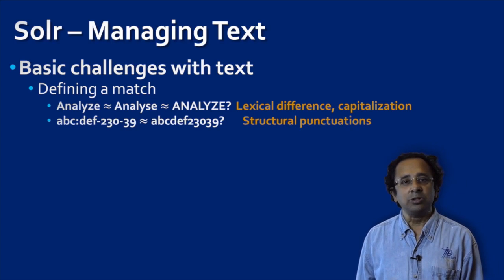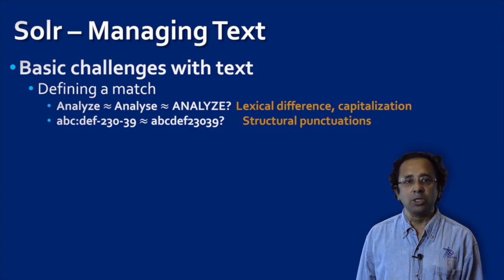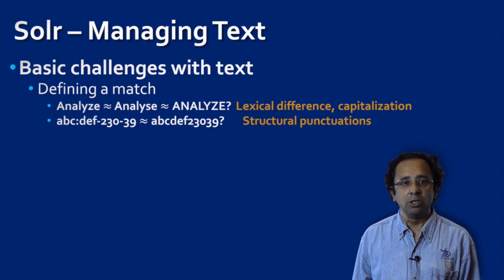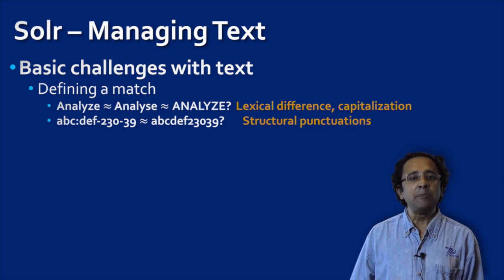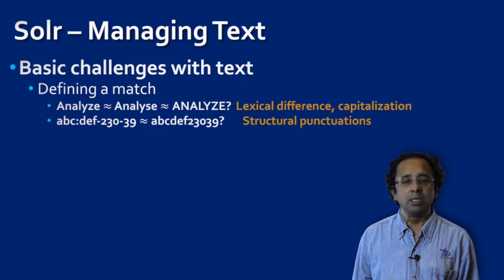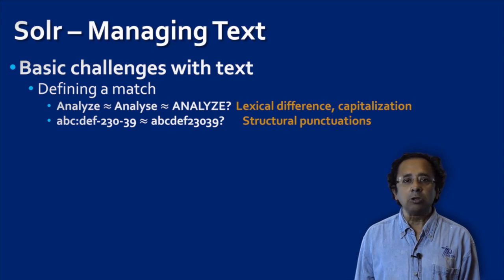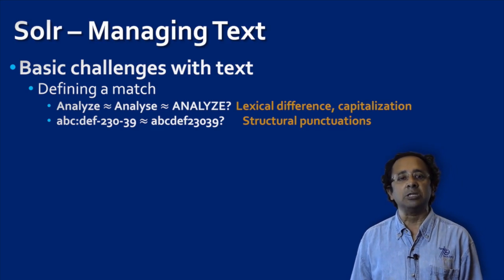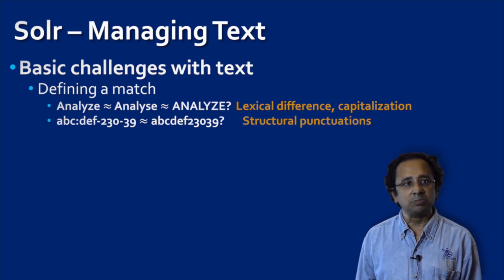The second issue relates to structured strings, where different parts of a string represent different kinds of information. We have seen this before for file paths, URLs, and like in this case, product IDs. The problem is that the searcher may not always know the structure, or might drop or misposition the internal punctuations.